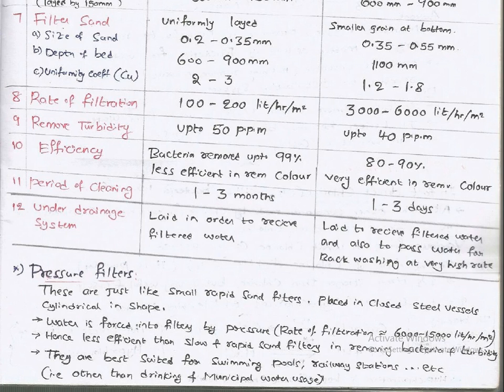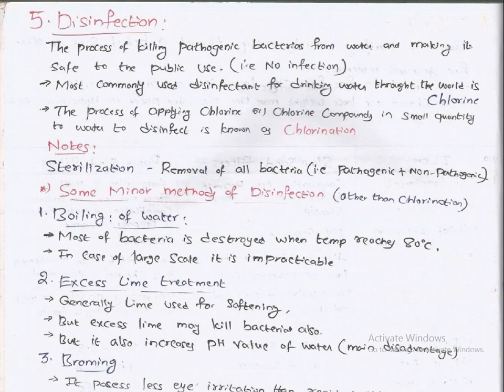Definition: disinfection is the process of killing pathogenic bacteria from water and making it safe for public use, that is, no infection. The most commonly used disinfectant for drinking water throughout the world is chlorine. The process of applying chlorine compounds in a small quantity to water to disinfect is known as chlorination. Note: sterilization is removal of all bacteria, that is, pathogenic and non-pathogenic.